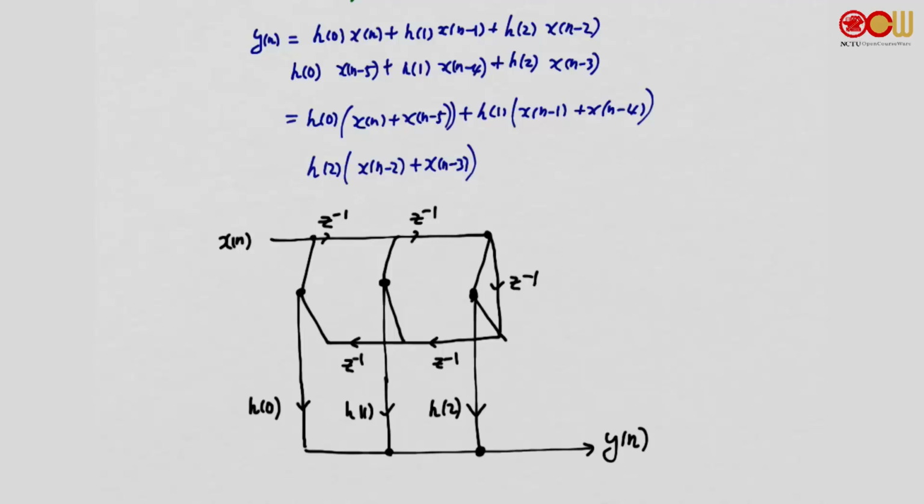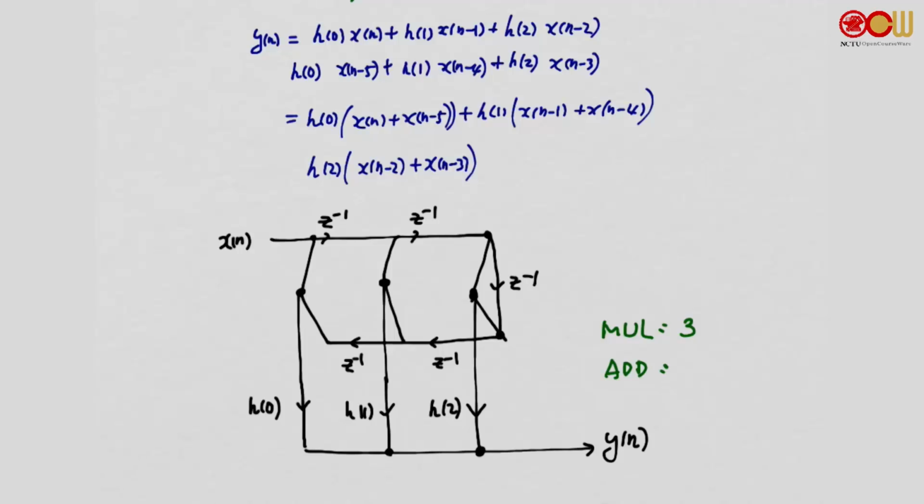Notice that here's a branching node, and here's a branching node. Although there's crossing here, there's no node here, and there's no node here either. Now if we look at the structure again, we still need 5 delays. But what is the number of multipliers that we need in this case? The number of multipliers is now 3, instead of 6 in the original case.